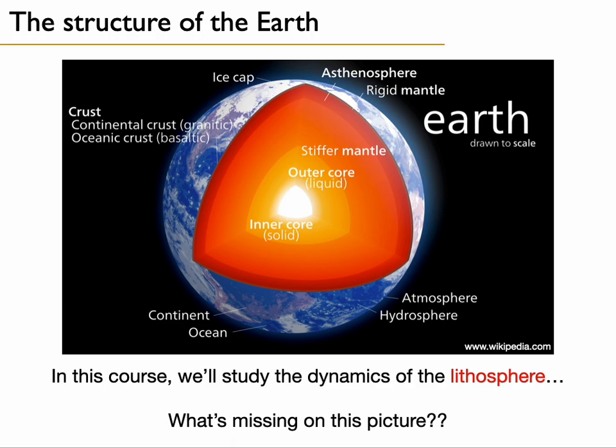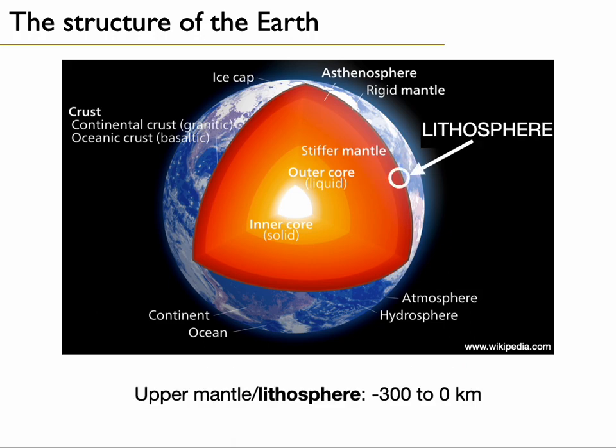In this course, we study the dynamics of the lithosphere, and obviously something is missing on this picture. What's missing is, of course, the lithosphere. The lithosphere is right there. It's a very thin layer on this model, which is drawn to scale. The lithosphere is basically contained between 300 and 0 kilometers. It's basically 10 times thinner than the other layers that we were discussing before.